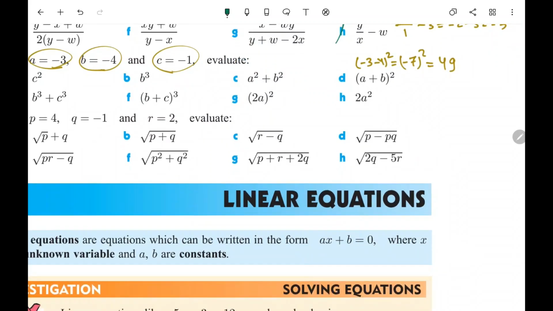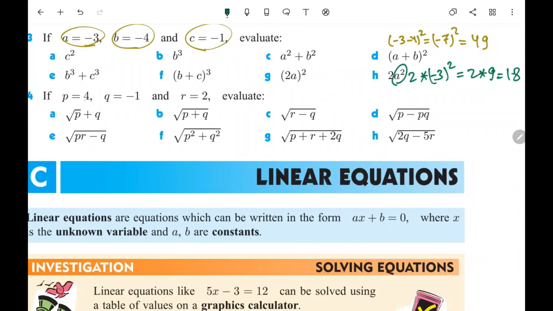Okay, let's change the ink. We have 2A squared. So we have 2 times A, where A equals negative 3, and A has a power of 2. So negative 3 to the power of 2 is negative 3 times negative 3, which equals 9. So 2 times 9 will equal 18.